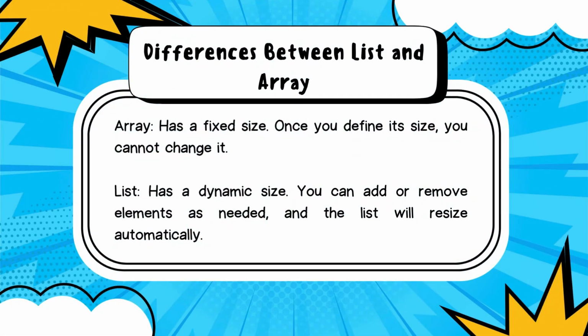Differences between list and array. 1. Array has a fixed size. Once you define its size, you cannot change it. List has a dynamic size. You can add or remove elements as needed, and the list will resize automatically.